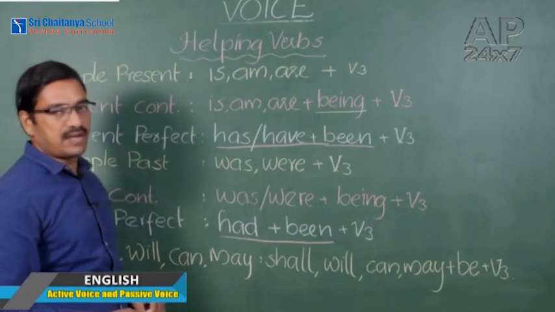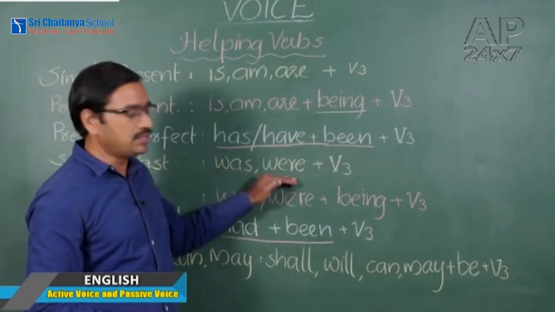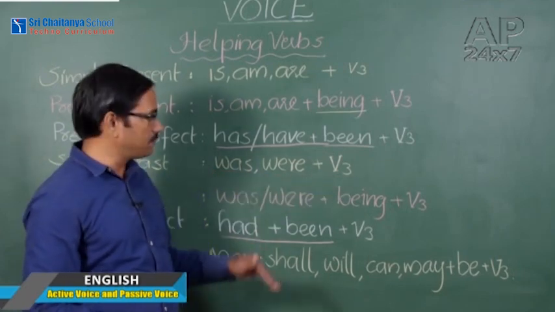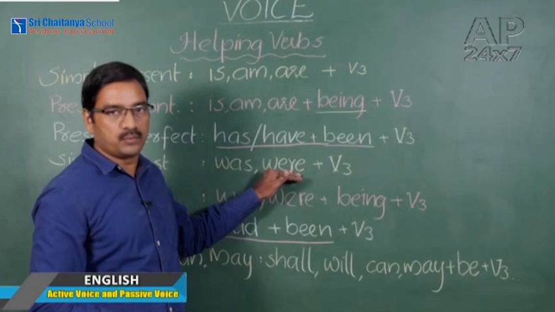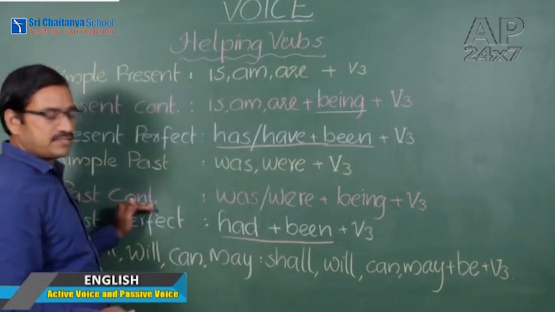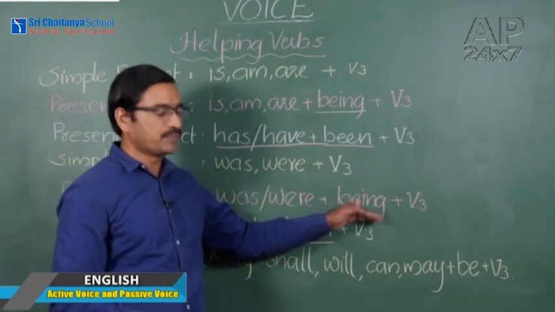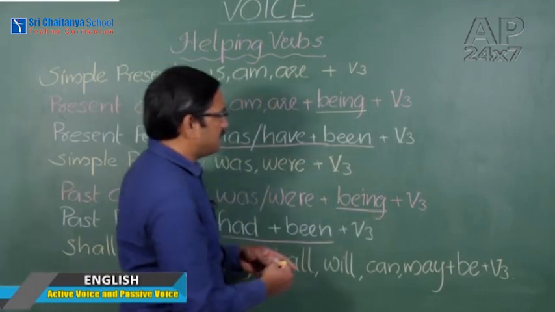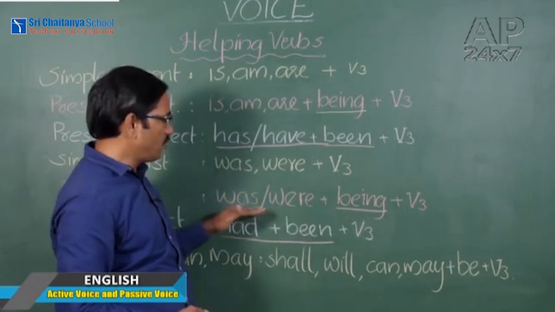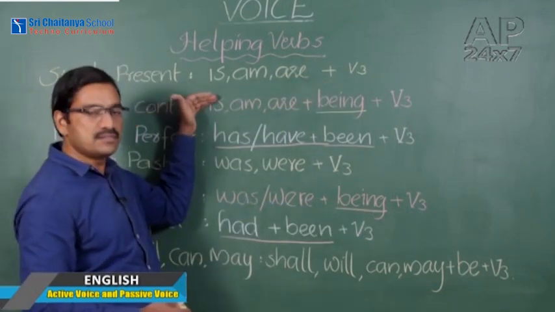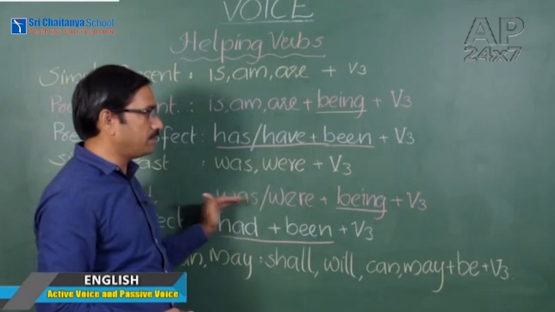Simple past, if the given active voice is in the simple past form, take either was or were plus V3 form. So here also remember, was is taken for singular subject and were is taken for plural subject. Past continuous active voice, we change into passive by taking was, were plus being. So this being, we already have seen in the present continuous also, we have a being here. Past continuous we have was, were, being. Present continuous is, am, are, being. Past continuous was, were, being plus V3.